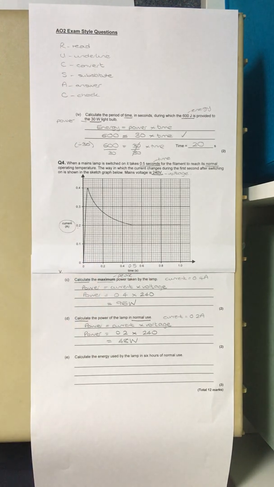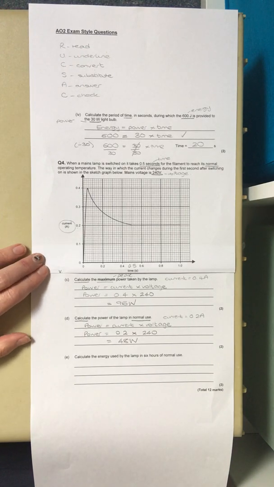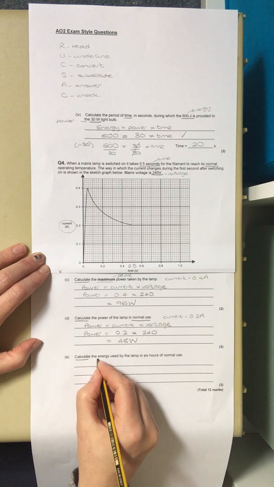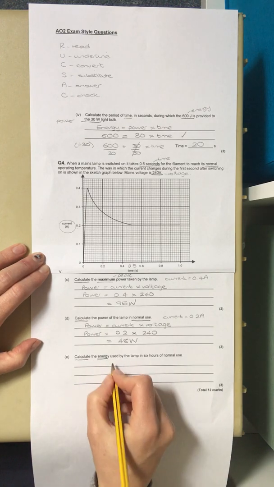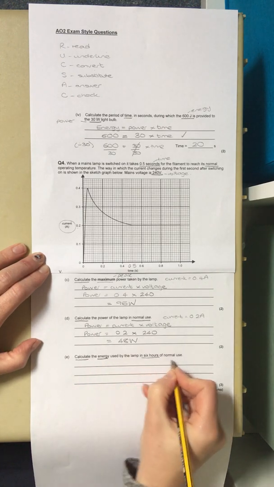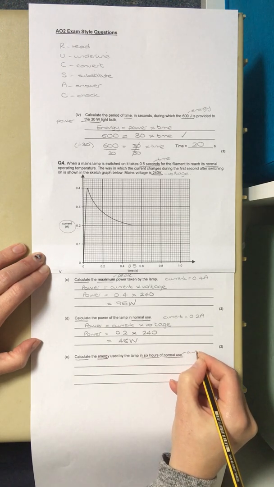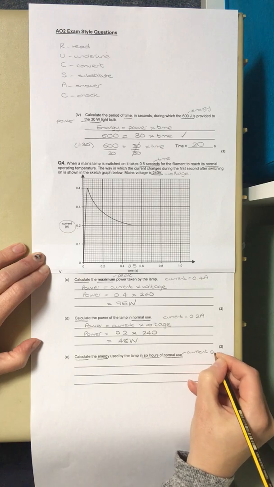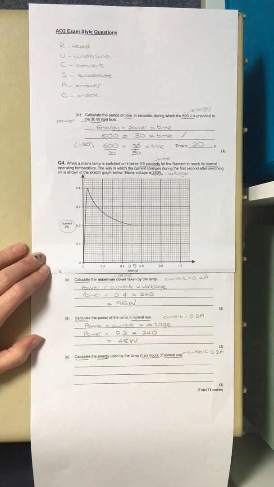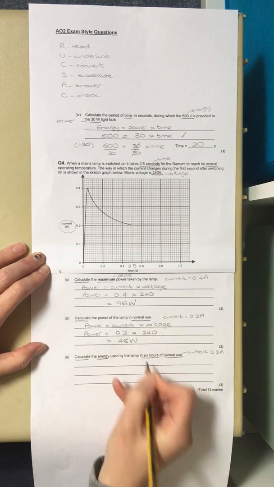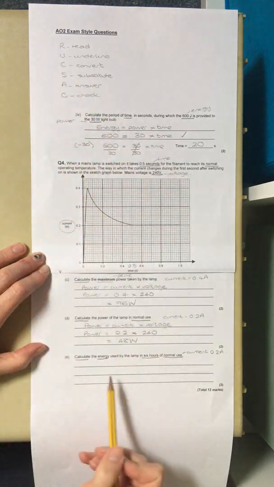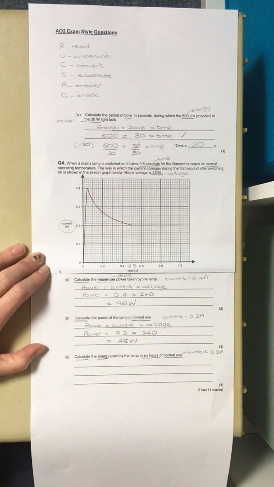Calculate the energy used by the lamp in 6 hours of normal use. So we're going to use our strategy again. So we know from normal use that our current was 0.2. We don't know if it'll be useful yet, but we'll see. 6 hours. So we're going down here. We've underlined. We're now up to convert. We know 6 hours is something we've got to change. We've got to change 6 hours into seconds.